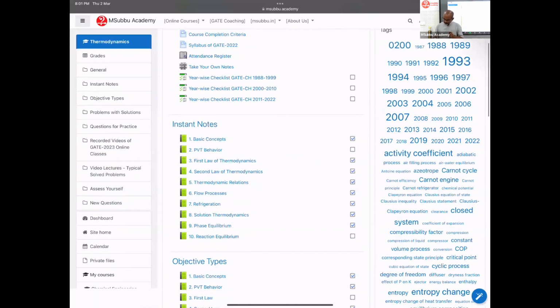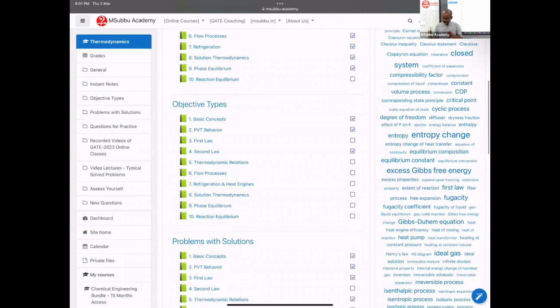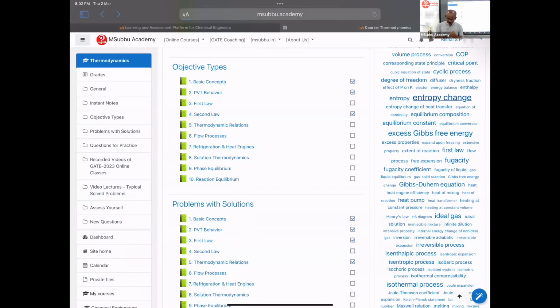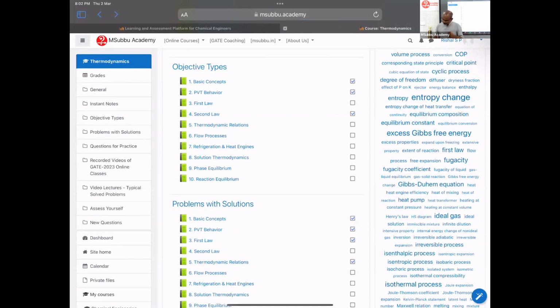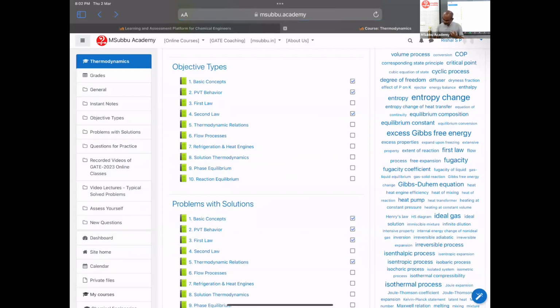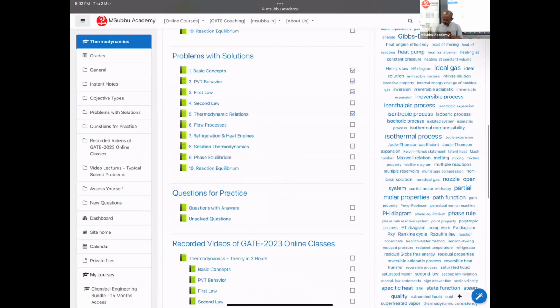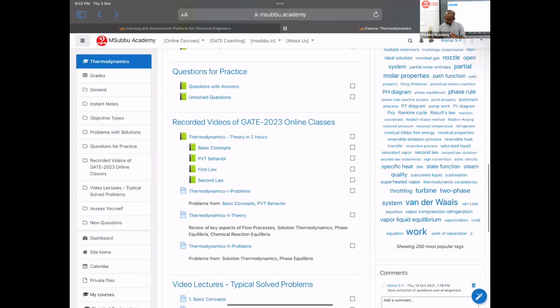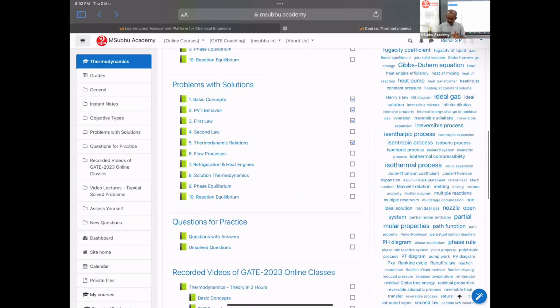One more point: if the size of a tag is bigger, it indicates there are more materials on that. For example, entropy change is bigger, whereas heat pump is smaller, which means heat pump has fewer questions compared to ideal gas. The bigger the size, the more materials there are, which also shows the most often asked topics. If you want to study, you can simply go through these terms. Work has a bigger size, which indicates work is a most asked topic, and isothermal process as well.